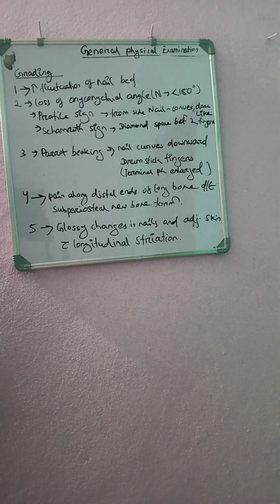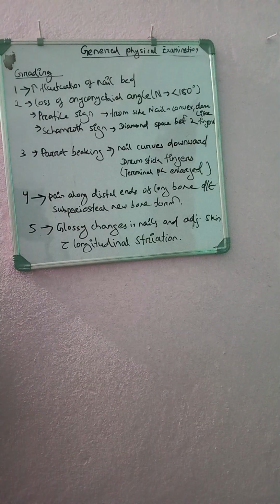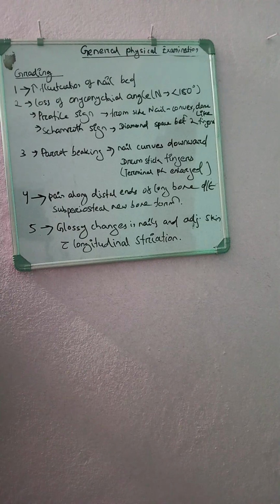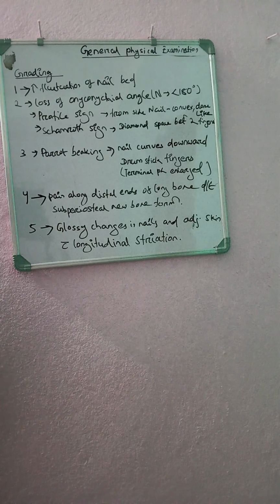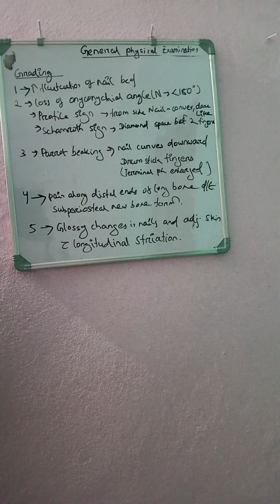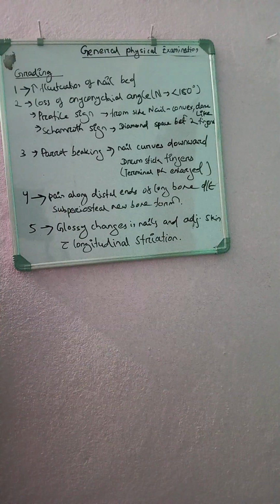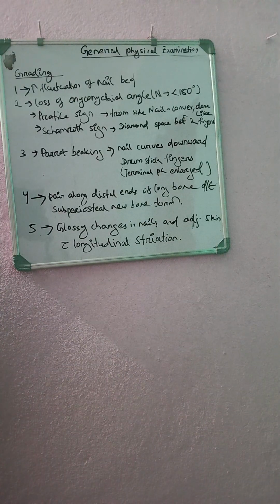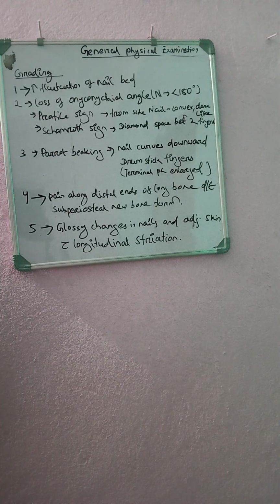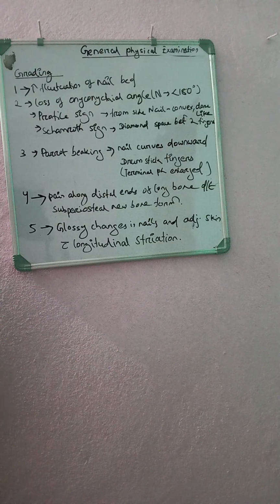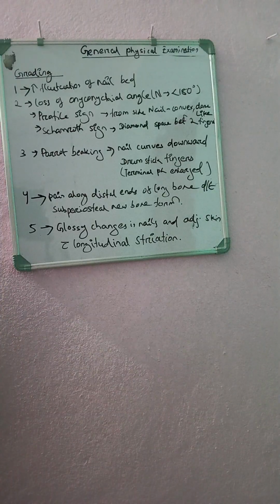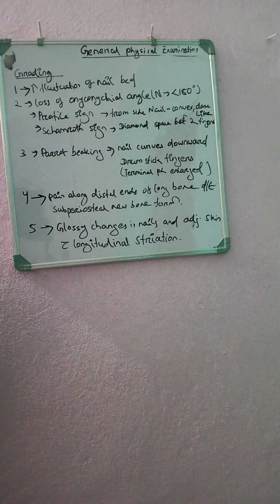Now let's see grading of clubbing. It has 5 grades. Grade 1: there will be increased fluctuance of nail bed. What happens actually? The root of the nail plate is adherent to the bone of the distal part. But due to the connective tissue and edema that happens in clubbing, the nail root gets separated from the bone, so that when you press over the nail plate, it moves. But actually that doesn't happen normally.